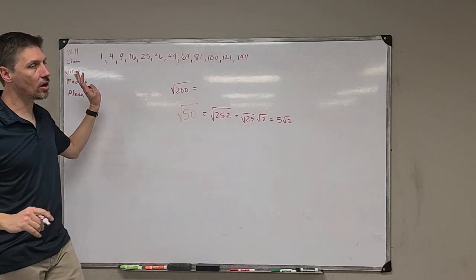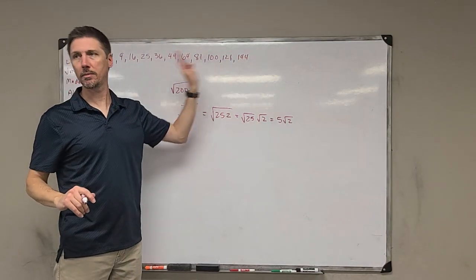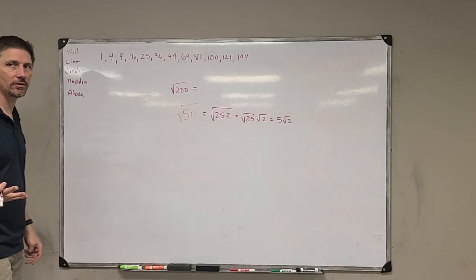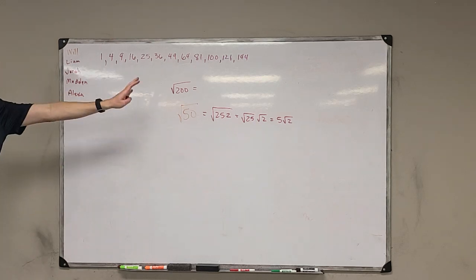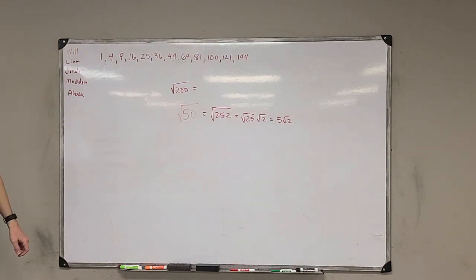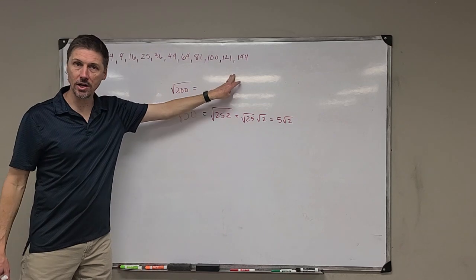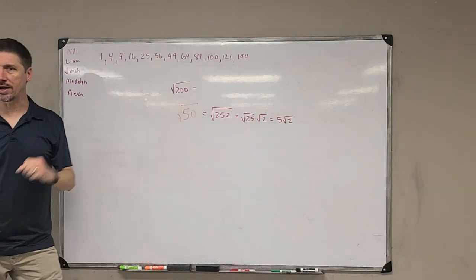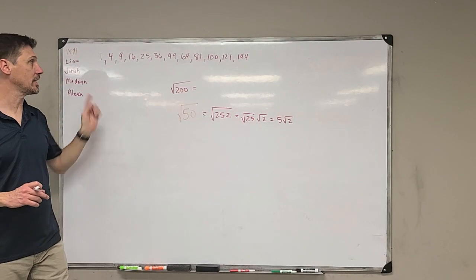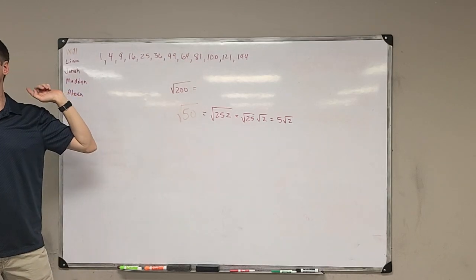All right, so this is all the way through the 12s times tables that we typically learned when we were younger. They're all the perfect squares in those times tables. So when we think about these numbers here, could I break this 200 down into a couple of factors that has one of these perfect squares in it?